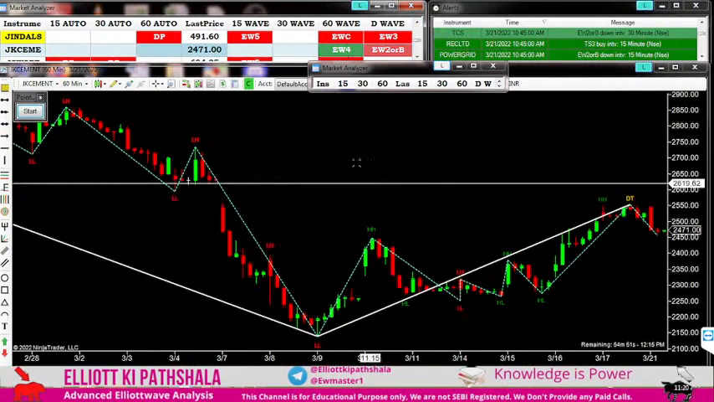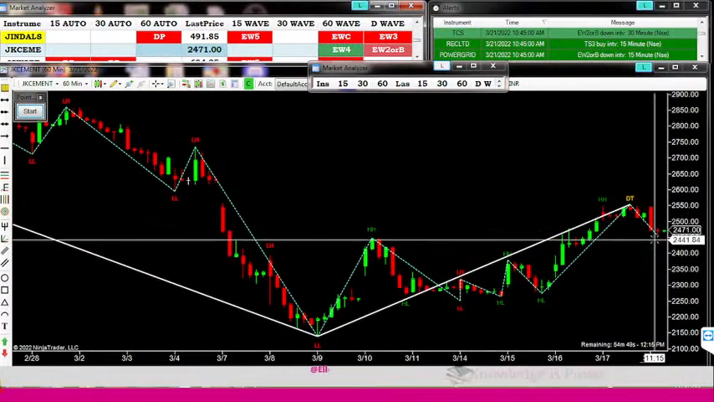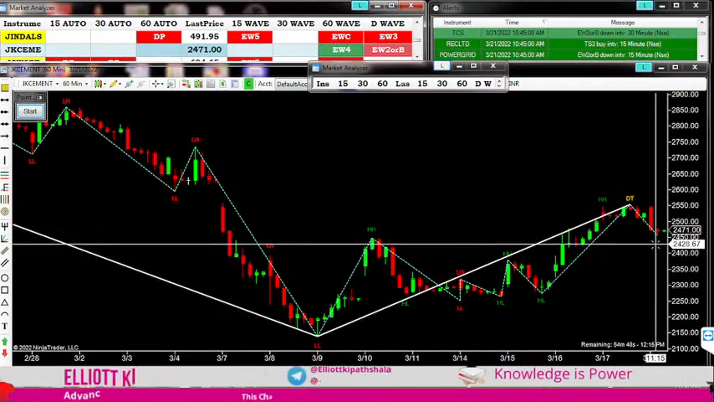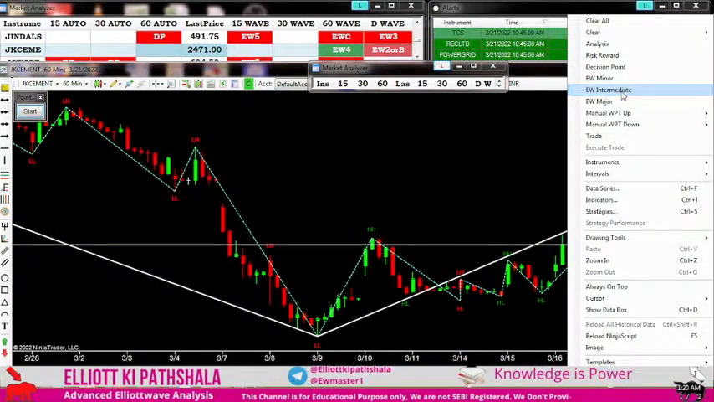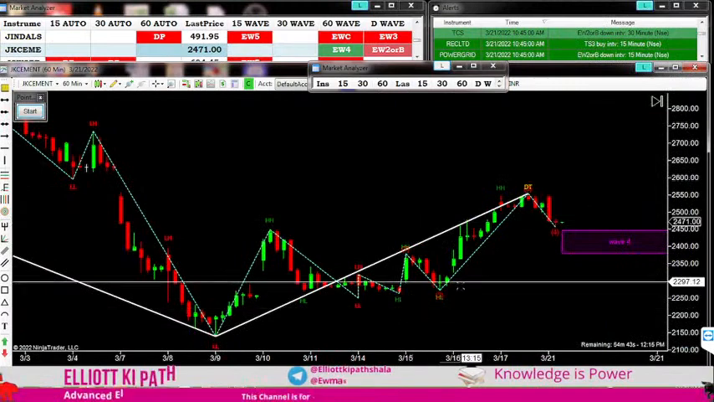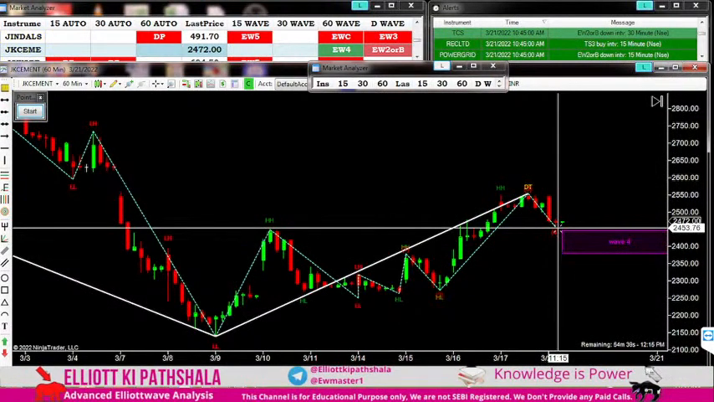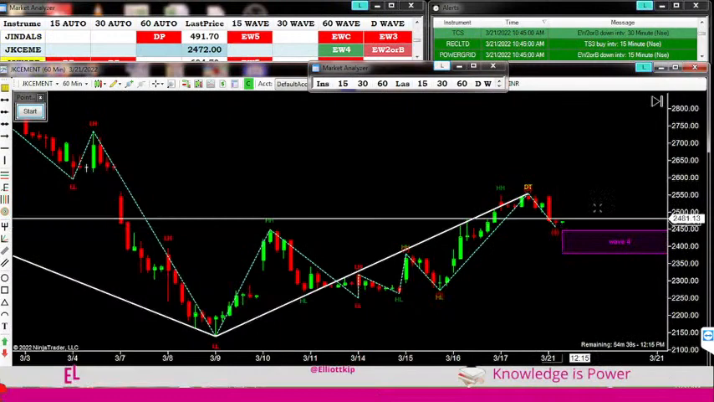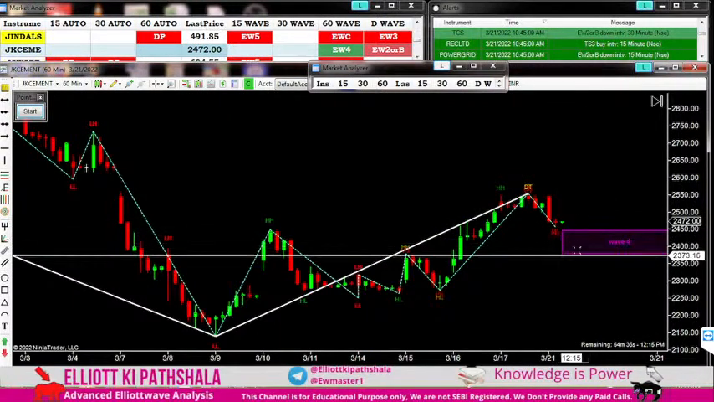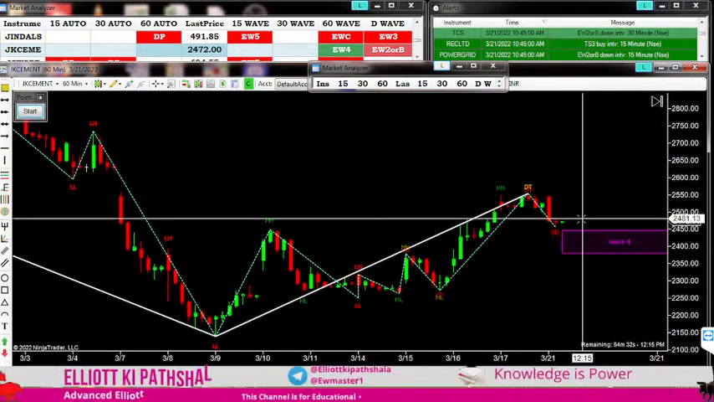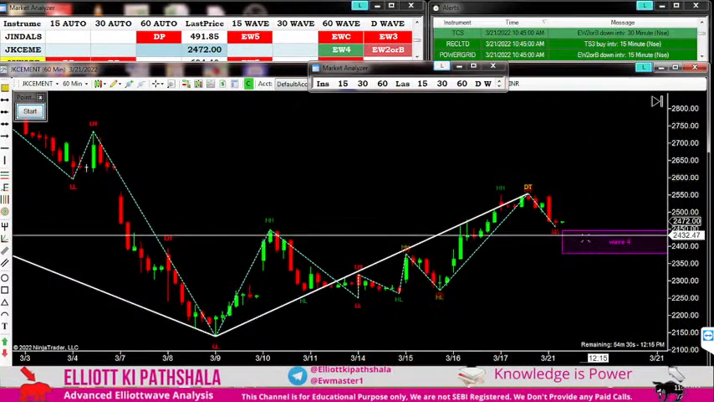Wave 4 JK Cement, so 1, 2, 3, 4. Immediately we will identify. You don't need to worry about the levels. You don't need to calculate what is the Fibonacci ratio for wave 4, whether it is really a wave 4 or not. With the click you will get, this will be my range. As long as it is not coming to my range, it will not be succeeding.